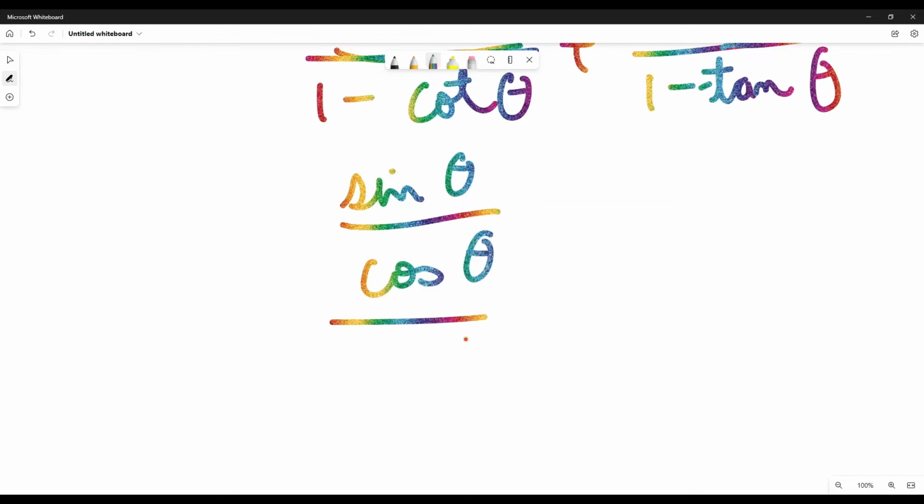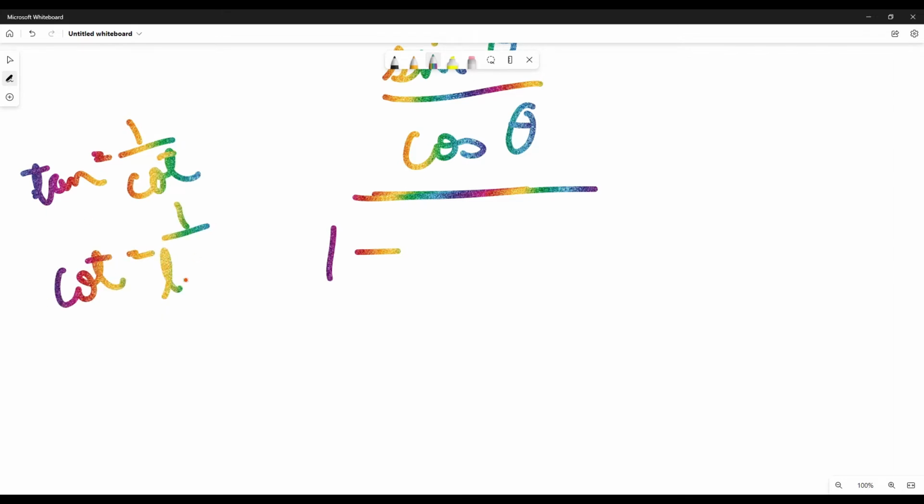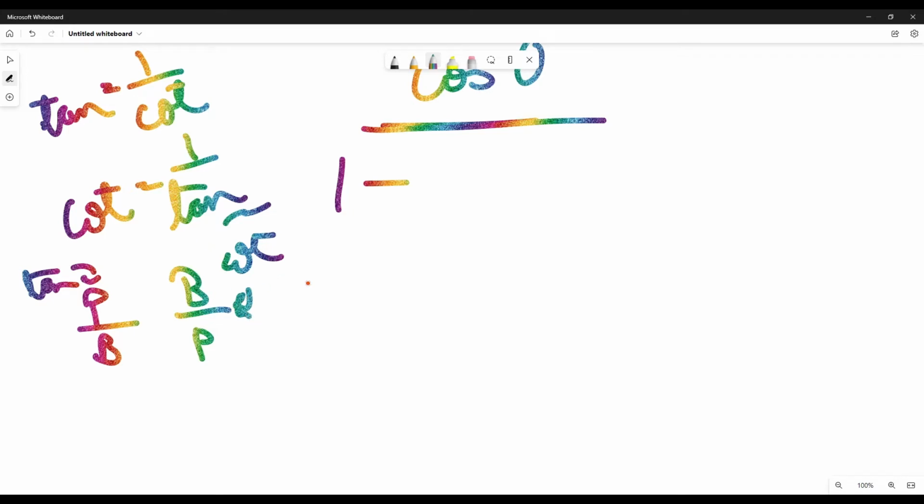Theta 1, and in the denominator 1 minus cot theta. We know tan is equal to 1 by cot. So cot is basically 1 by tan, right? And if tan is sine by cos, then cot would be the opposite, cos theta upon sine theta.